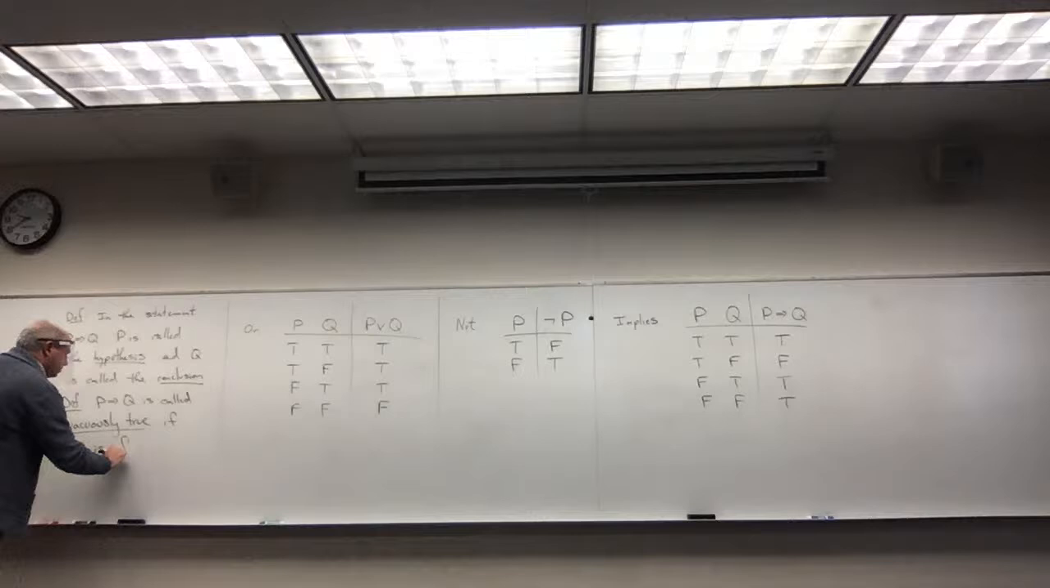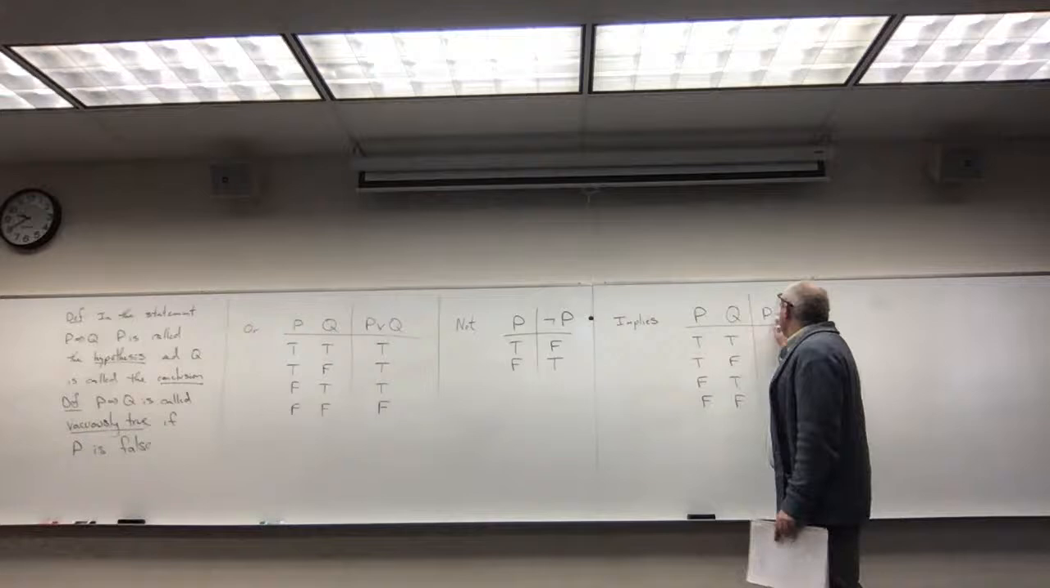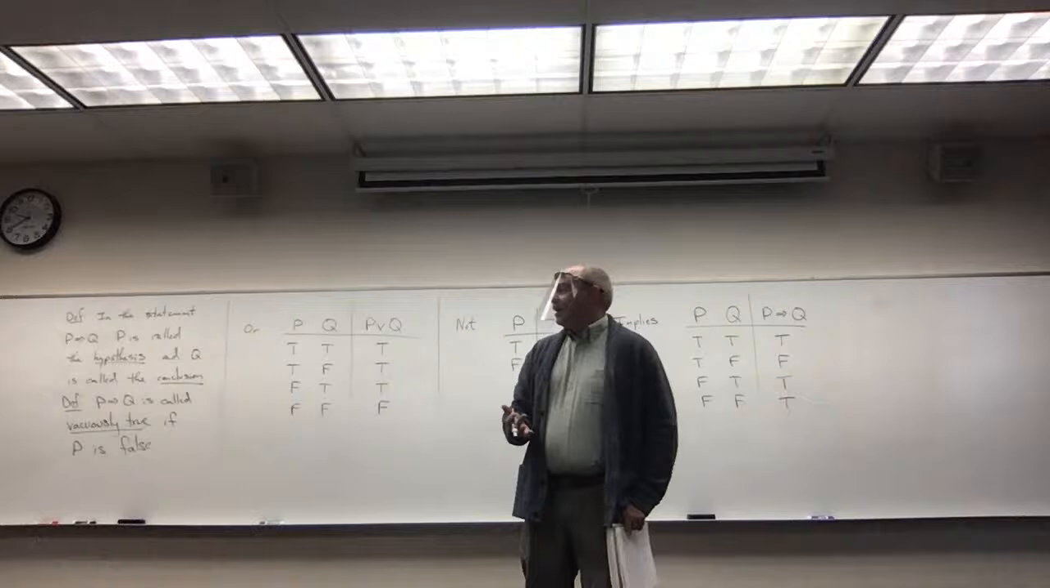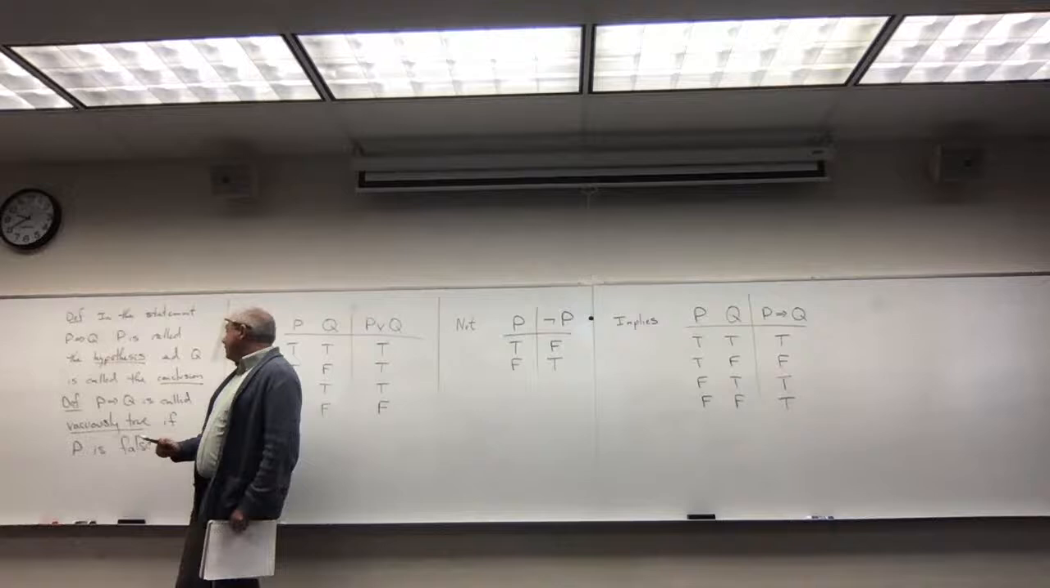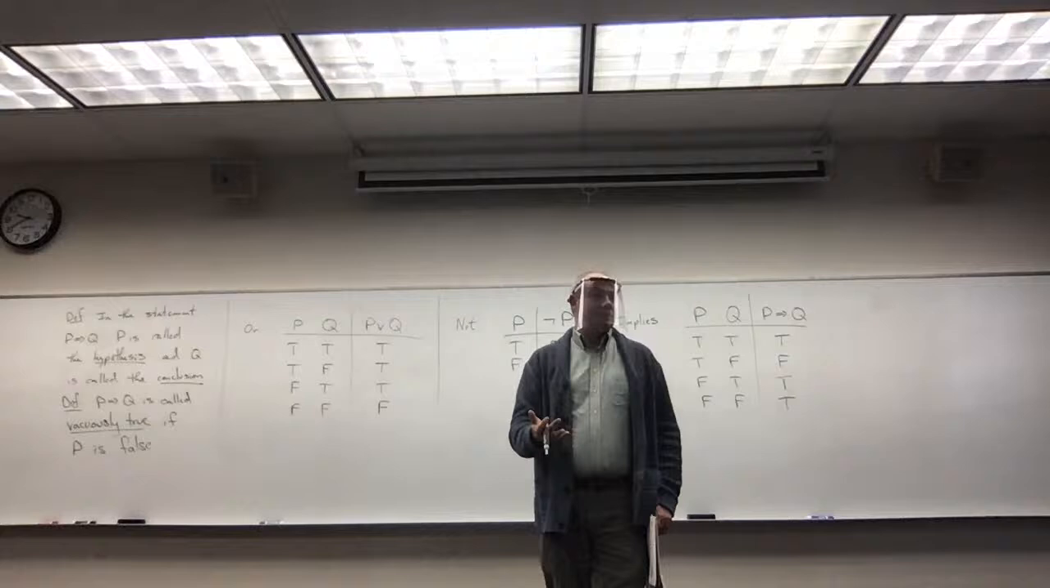Okay, so these are just some mathy terms that you need to know. If I write P implies Q, then I could refer to P as the hypothesis of the implication. Q is the conclusion of the implication. And then also, if you have a situation where P implies Q and P is false, then we say that the implication is vacuously true. In other words, you never got into it, so it's true by default. Makes sense. This comes up all the time.